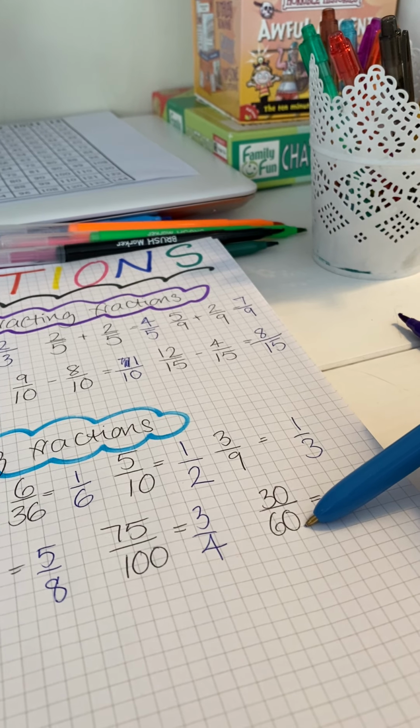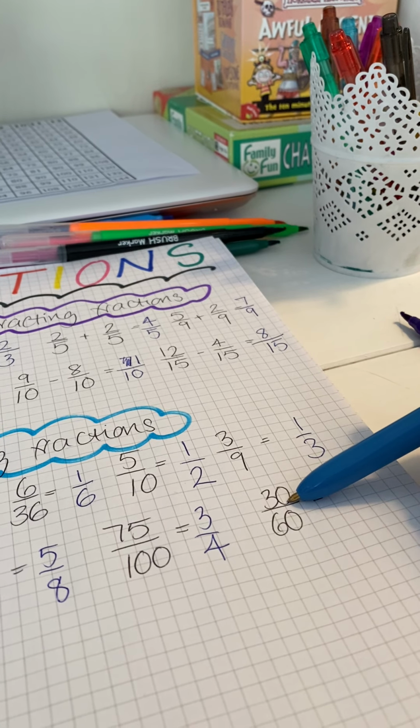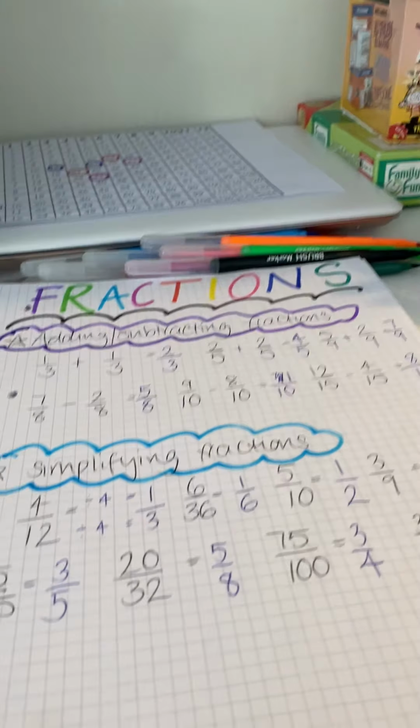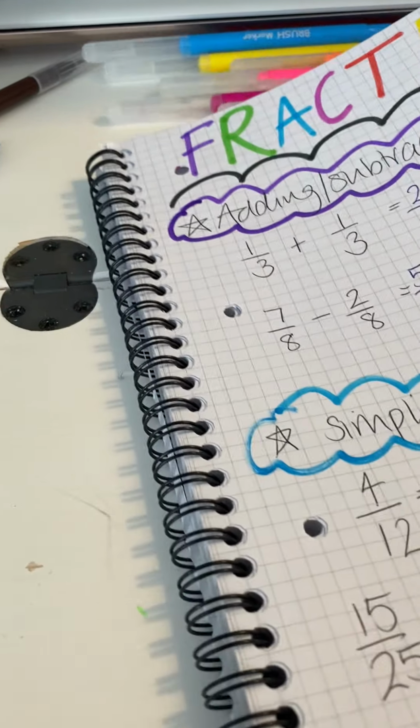Now this one, you could do dividing the top and the bottom by the same number and you end up with a half. So that's all that simplifying fractions involves.